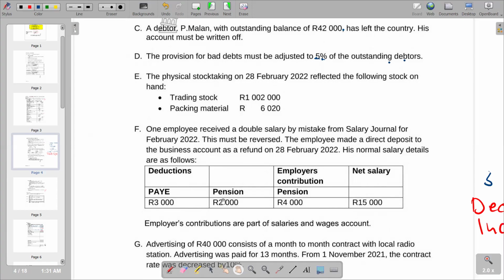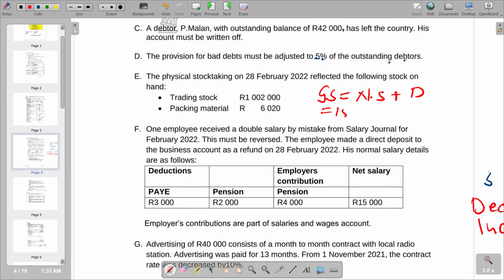So we are given the salary details, and beneath that it's our employer's contribution that are part of the salaries and wages account. So we've also got the employer's contribution that was also entered twice. So what we need to do is to calculate the gross salary. Remember, we're given net salary. So net salary obviously is equal to our gross salary minus our deduction. So to find our gross salary, we are going to say net salary.